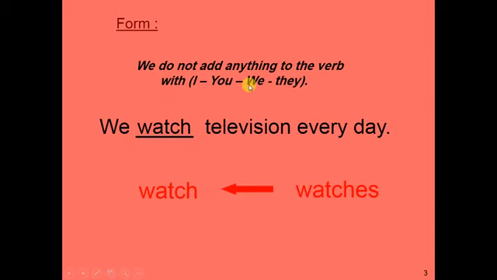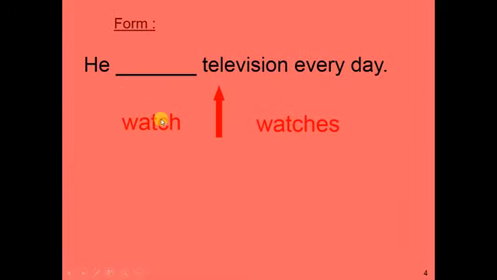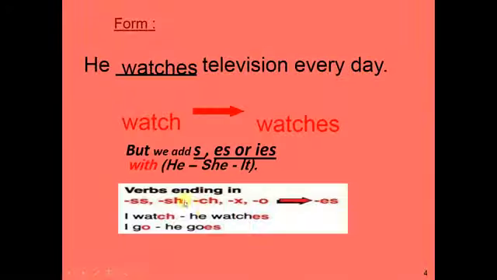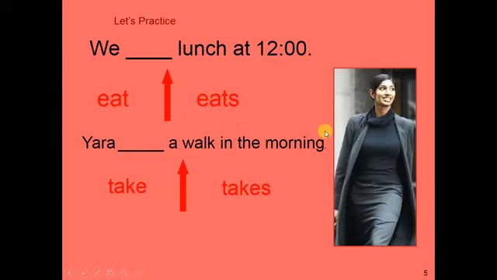So with the pronouns I, we, you, and they, we don't add anything to the verb. But with the pronouns he, she, it, we add s or es or ies. So here, he watches television every day. With the pronouns he, she, and it, we add s or es or ies according to the end of the verb. If the verb ends with ss, sh, ch, x, or o, we add es, like watch, watches.